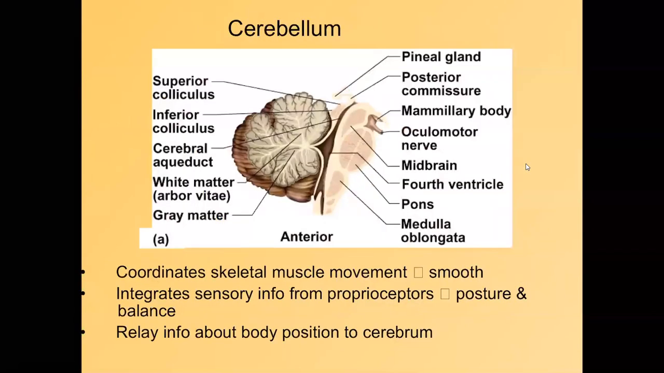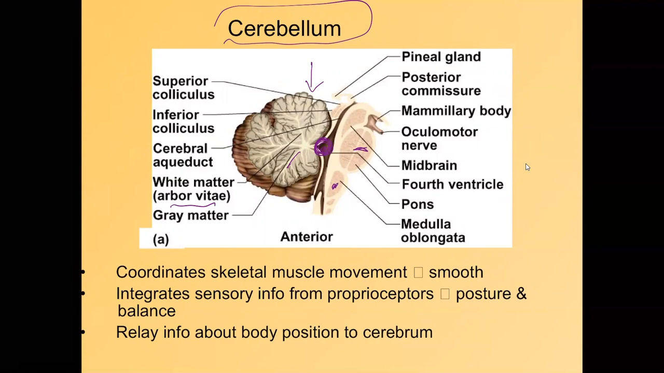Okay, now cerebellum. So this is your cerebellum. There's a whole bunch of stuff going on here. The white matter in the cerebellum is actually called the arbor vitae, the tree of life. So those would be tracts, and then there's gray matter all around it. Now if you look here, this is the fourth ventricle. There's the pons. There's the medulla oblongata.